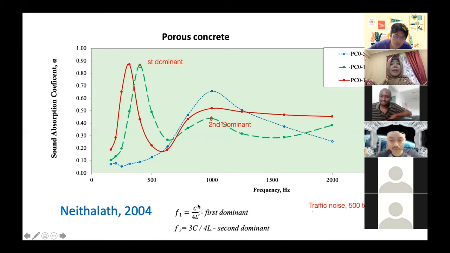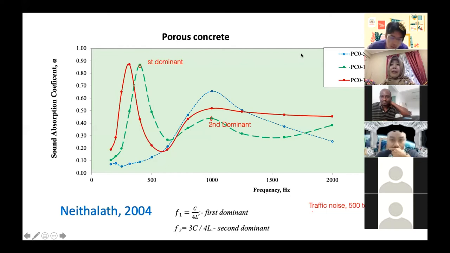F1 is equal to C. So if, like Suaida and also Zanaria, they replace some of the material in concrete with other things, then they can compare it with this one. We can compare the effect of the material that they use on the dominant frequency here.